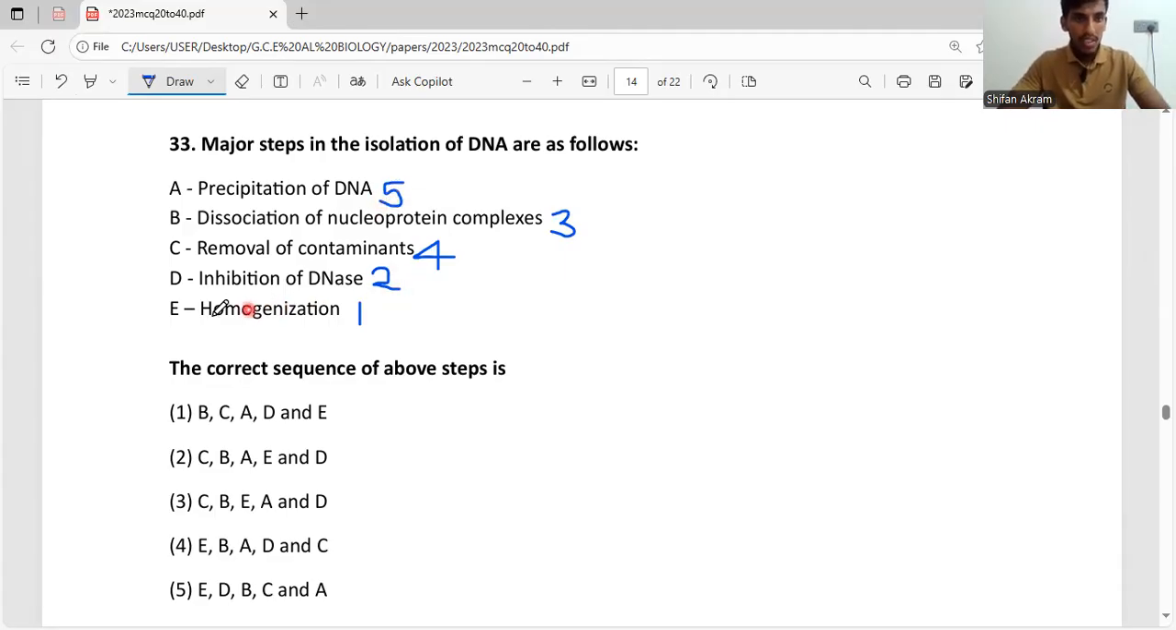Now, the first one is EDBCA. EDBCA, it is the fifth answer. How do I highlight it? Okay.